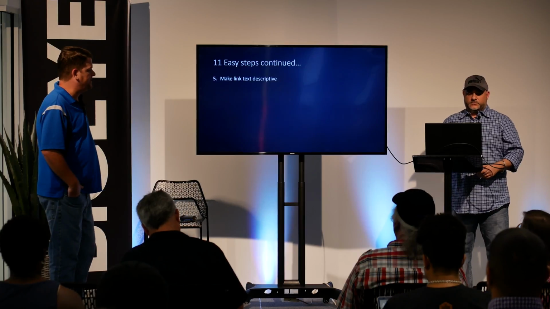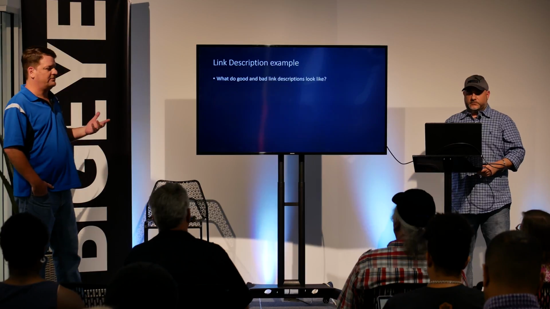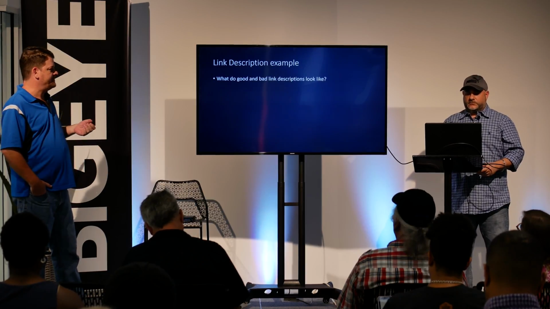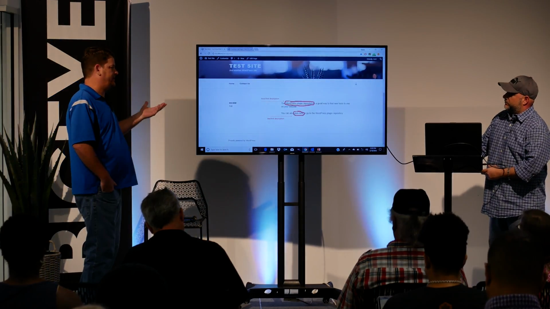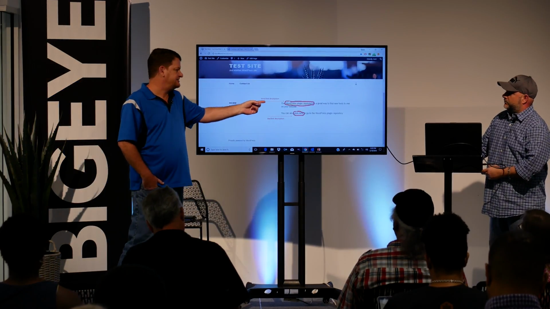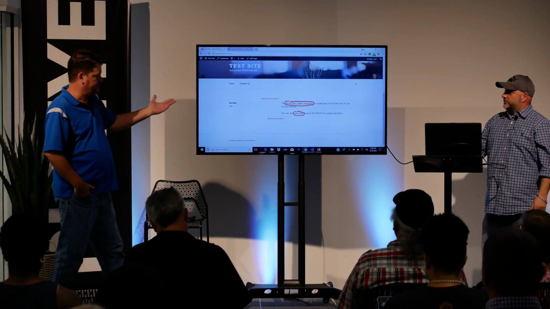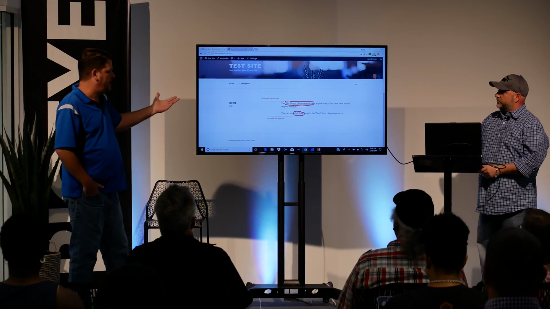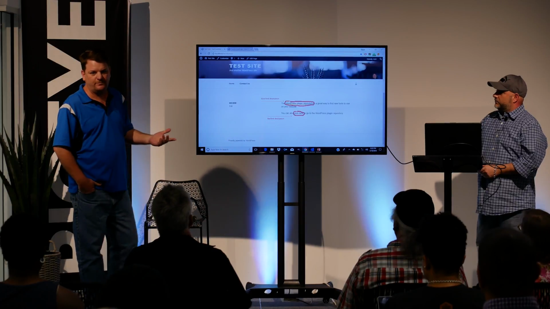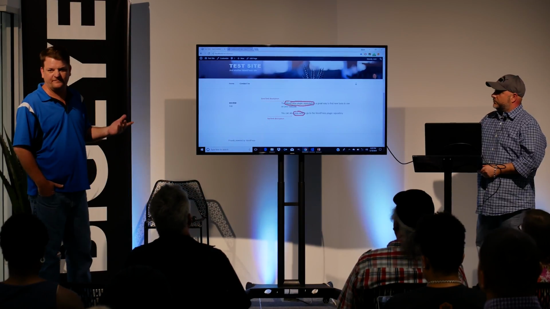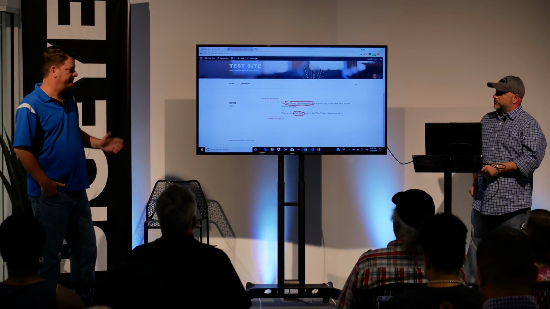Number 5, make your link text descriptive. And what do good and bad link descriptions look like? This is a fun one. A good link description would be, this is a link to the WordPress plugin repository, okay? So when you click on it, it says right there, WordPress plugin repository. A bad link description goes to the same place, but this just says click here. We've all probably done that at some point. If we've been a developer on a website, we've put a link that says click here. Don't do that, that's bad, okay?